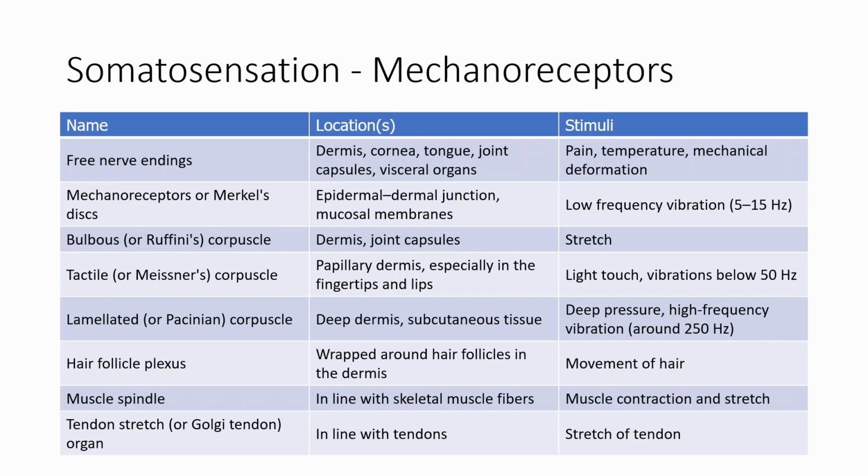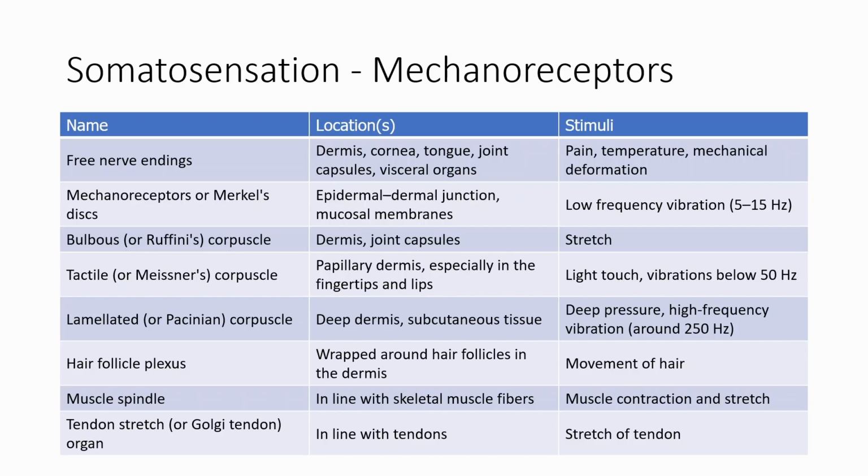The tactile or the Meissner's corpuscle. This is in the dermis, especially we think fingertips and lips, and this is for light touch, right, and vibrations. The lamellated corpuscle, this is deeper in the dermis. This is for deep pressure and high frequency vibration. And then the hair follicle plexus, right, these are going to be wrapped around the hair follicles. This is for the movement of the hair. So again, if something crawls across your arm and it's only on the hair, you still feel it, right? You can still tell even though the hair itself doesn't feel anything. But the movement of the hair, right, that's going to trigger the hair follicle plexus.